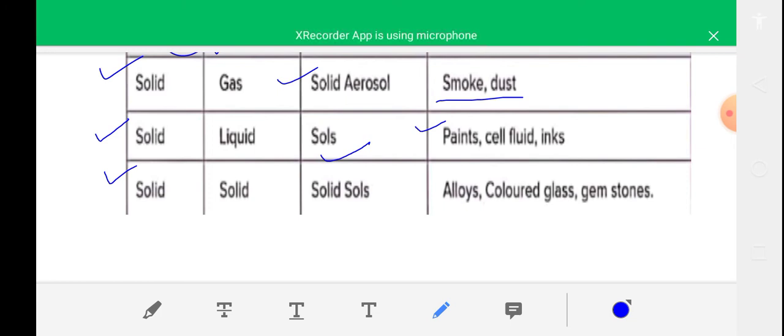These are known as solid sol. So examples of solid sol: alloy, colored gemstone, colored glass. These are solid sol.